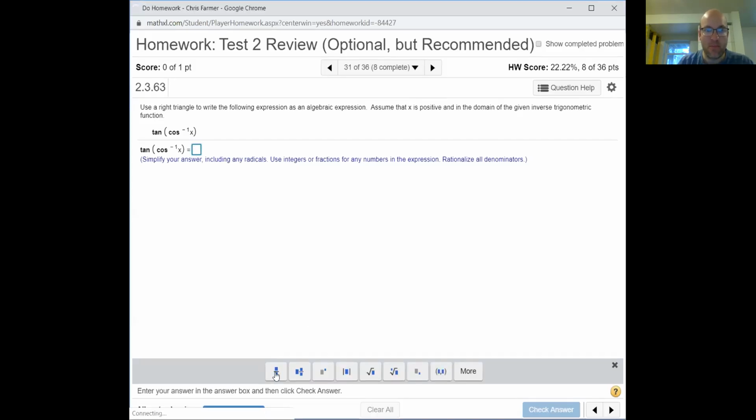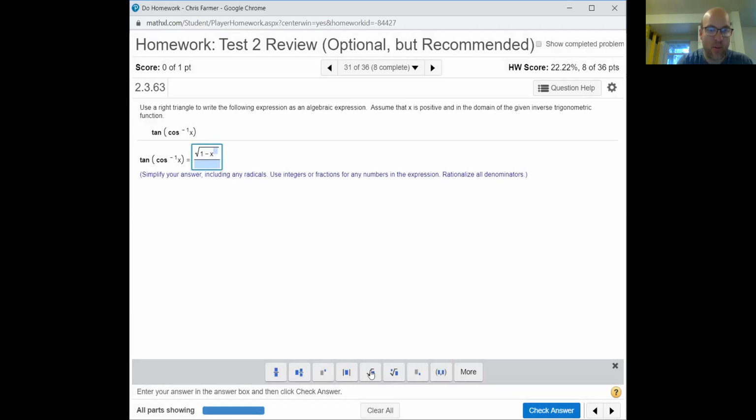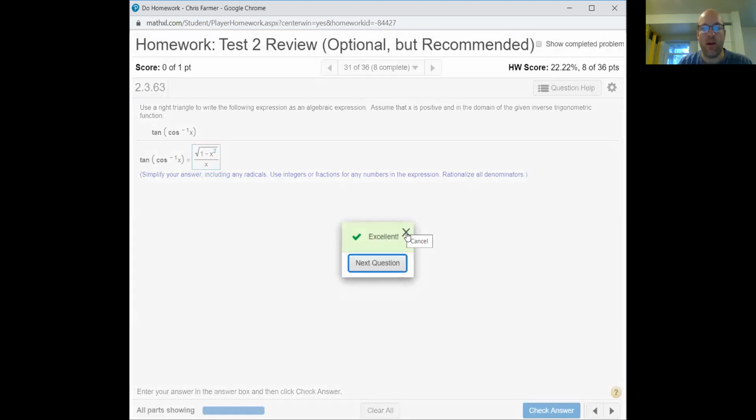But we end up this time, have to do a little bit more typing. We have a fraction, we have a square root in our fraction, we have a 1 minus x squared in the numerator, and an x in the denominator. Double check that, and it tells us we're awesome.